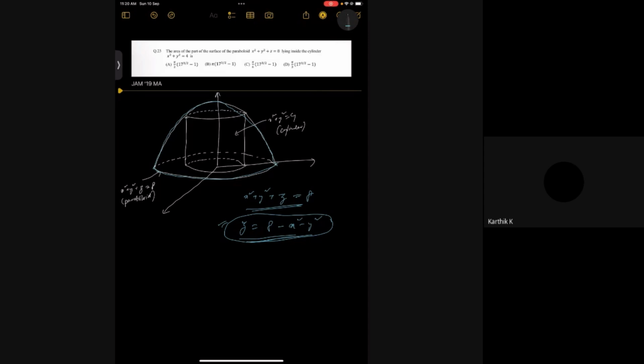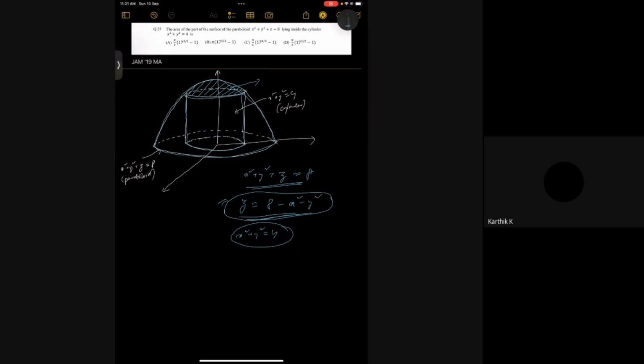Now we want to find the area of the part of the surface lying inside the cylinder x squared plus y squared equal to 4. So again we are given a cylinder x squared plus y squared equal to 4. A cylinder looks like a circle in the xy plane, but if you extend it parallel to the z-axis, it looks something like this. This is our cylinder. So the surface inside the cylinder is exactly this. We are asked to find the surface area of this paraboloid.